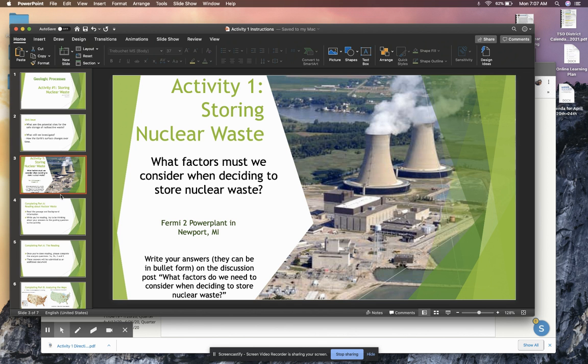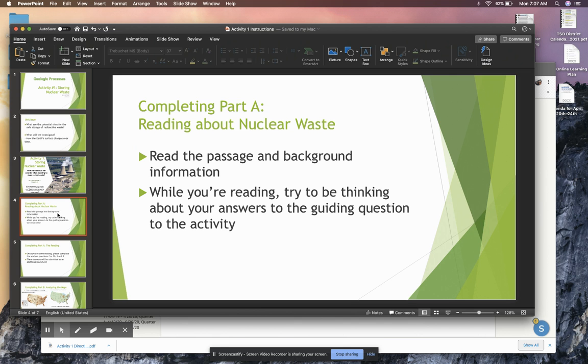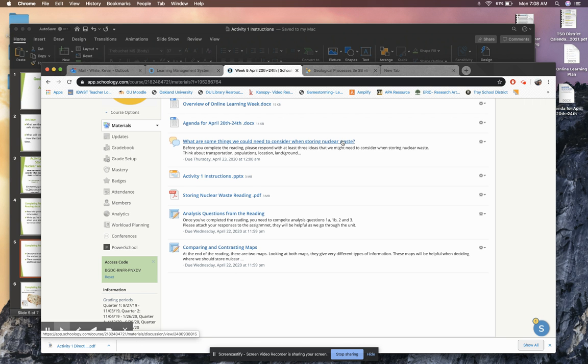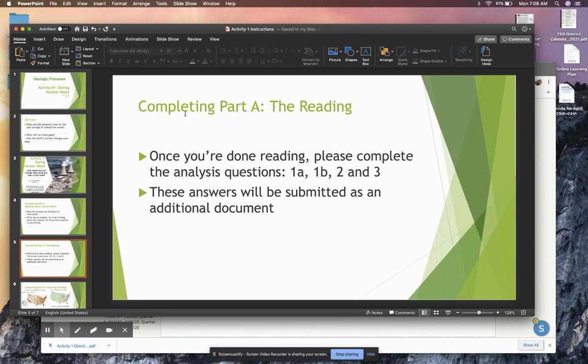So once you've worked on the discussion question that deals with what factors you think we're going to need to consider, I'm going to have you start working on the reading. Now, the reading is just a way to give you some background information on what nuclear waste is, where it comes from, and really what people do with it. And once you're done, you're going to complete questions 1B, 1A, 2, and 3. And these will be submitted as a separate assignment. So if you look down here at analysis questions from the reading, that's where this assignment will be submitted.